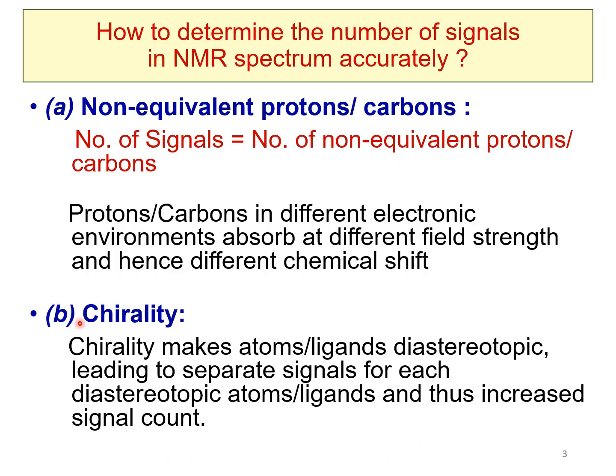Tip number 2. Look at the structure of the molecule. Find out if the molecule contains a chiral or stereocenter. Chirality introduces diastereotopicity, causing atoms or ligands attached to the molecule to become non-equivalent. This leads to a separate signal for each diastereotopic atom or ligand, leading to an increasing number of signals.